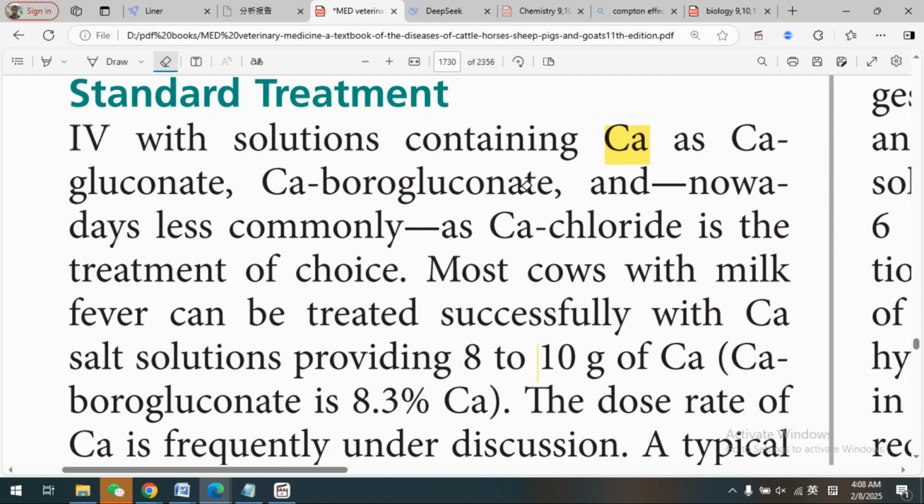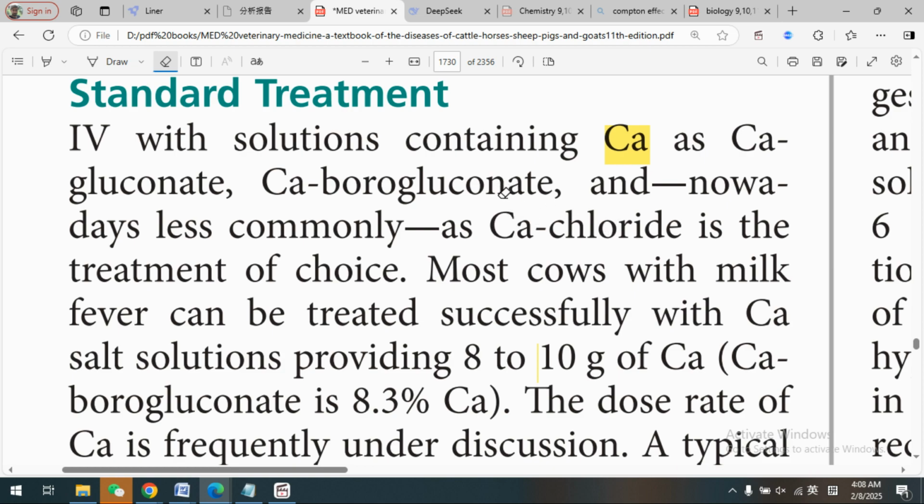And there was another compound that was used previously, that is calcium chloride. The calcium chloride molecule was used previously, but it is not used very much now. Now we use calcium borogluconate or calcium gluconate. From these three compounds, we can say that calcium is not available 100%, meaning calcium gluconate, calcium borogluconate and calcium chloride will not have 100% calcium.